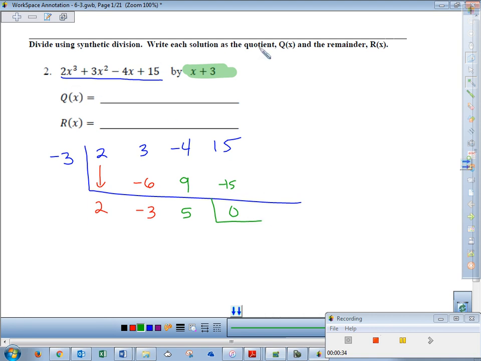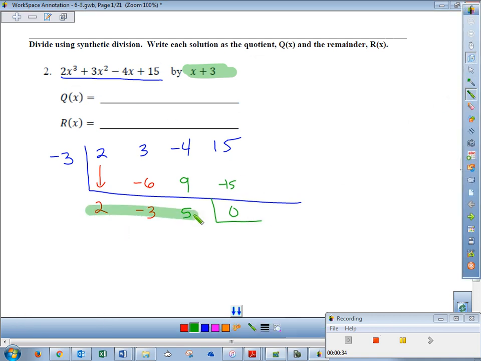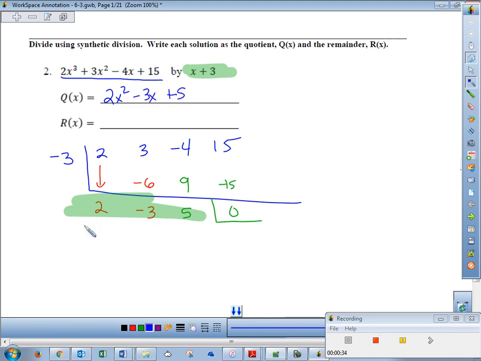They want to know what was the quotient. That's all of these guys right here. And you have to realize what you just did was you knocked it down an entire degree. This was a cubic, so if you go down 1 degree, it will become a quadratic, like a second power degree. So these are all the coefficients of that. Our quotient is 2x squared minus 3x plus 5. This is the x squared right here. These are the x's, and this is the constant terms right there. Our remainder in this case was 0. Right? So there's our remainder.